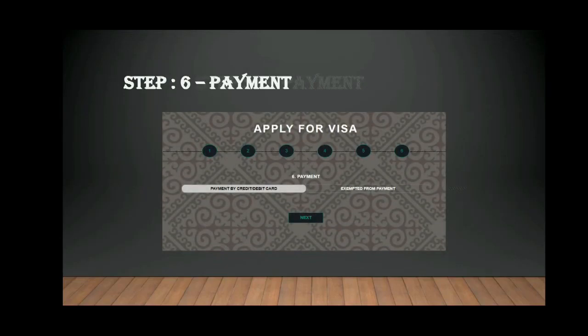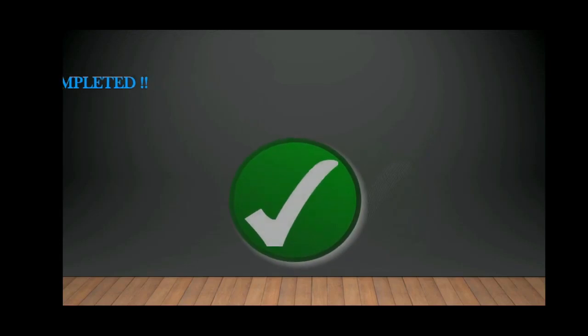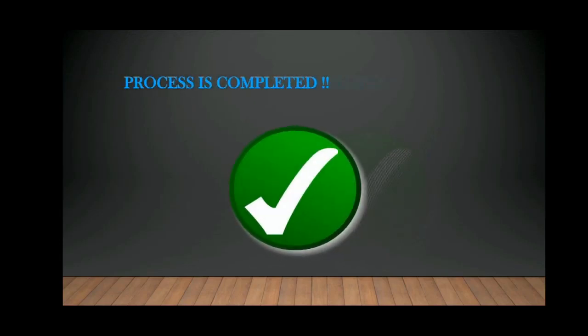You have to make a payment by using your Visa card. Please fill all the details of your Visa card and make the payment. After making the payment, you will receive a confirmation mail from the server. By this, you will successfully complete your visa extension process.